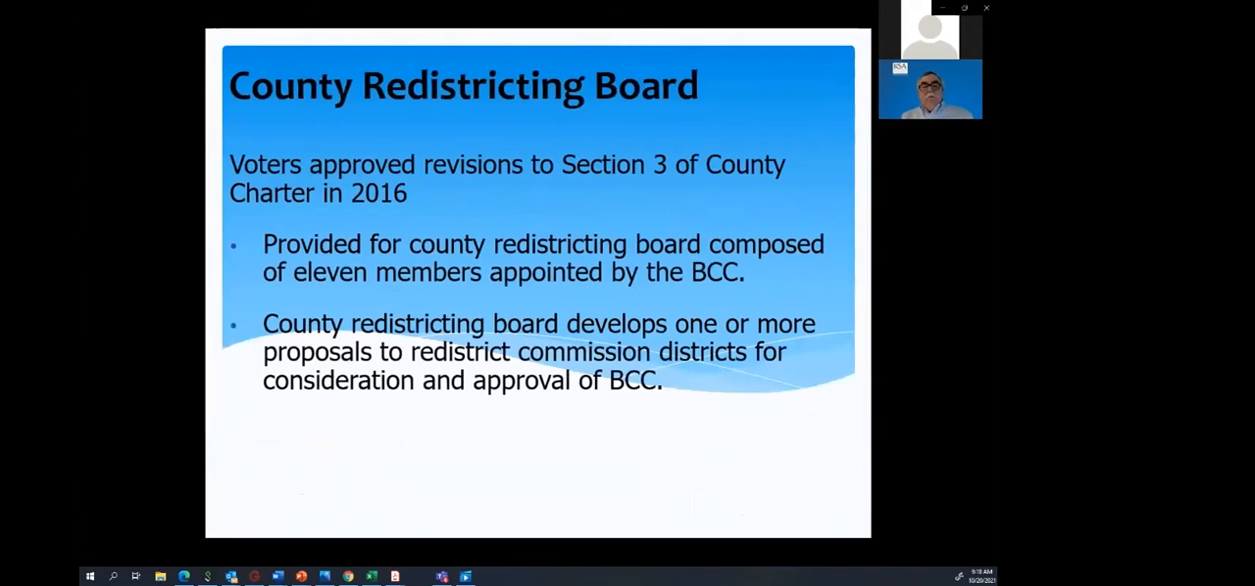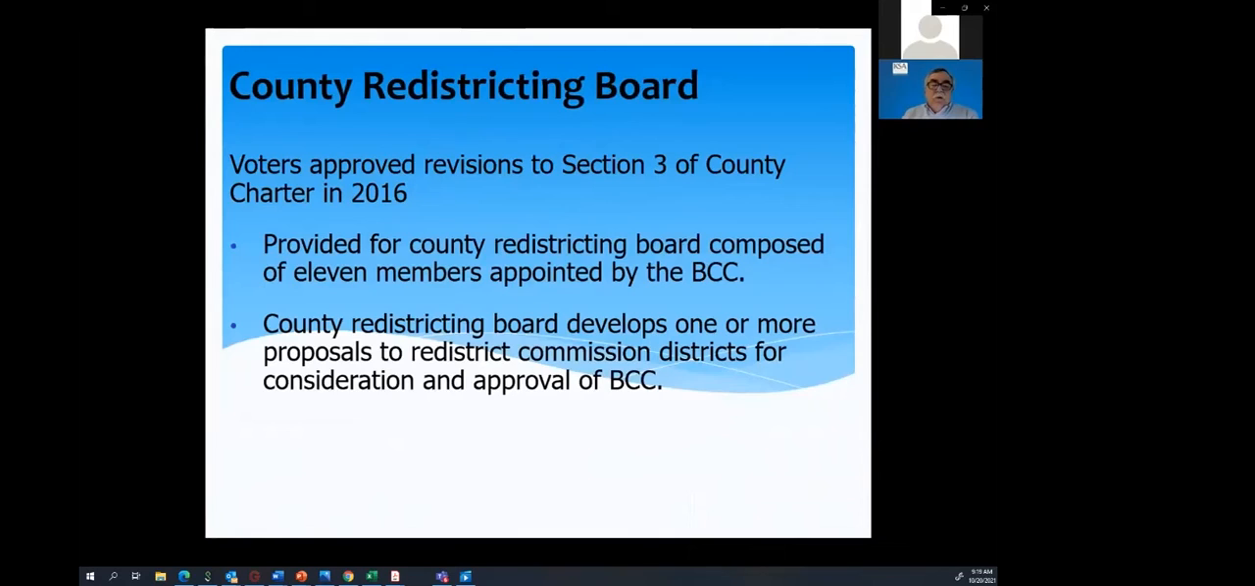The Pinellas Charter provides for a county districting board. This section was approved by the voters of Pinellas County in 2016. There are 11 members appointed by the Board of County Commissioners, and the board is charged with developing one or more proposals to redistrict the county commission. The county commission is not bound by these recommendations. These are advisory in nature.